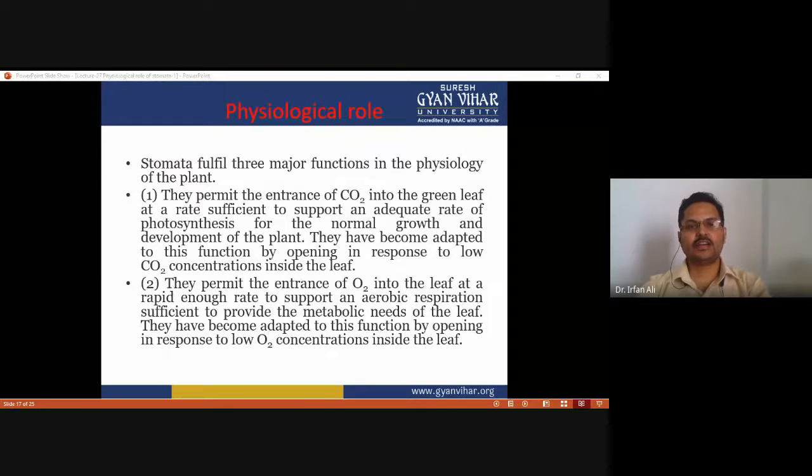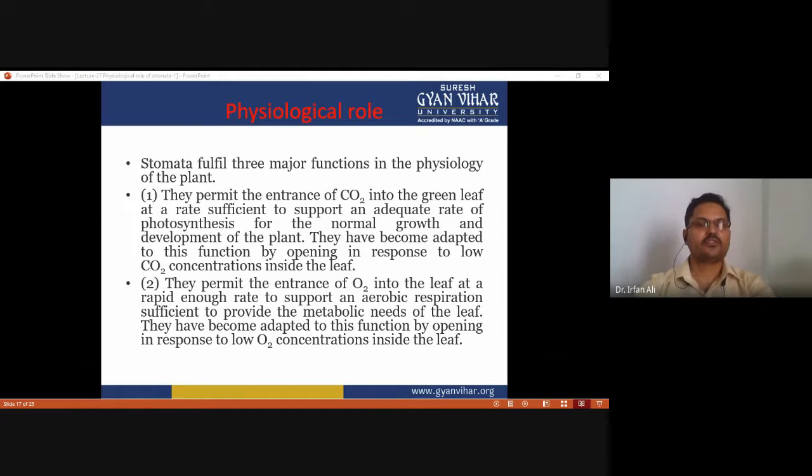Now, what is the physiological role of the opening and closing of stomata? Stomata fulfill three major functions in the physiology of the plant. What are these functions? First of all, they permit the entrance of CO2 into the green leaf at a rate sufficient to support an adequate rate of photosynthesis, for the normal growth and development of the plant.